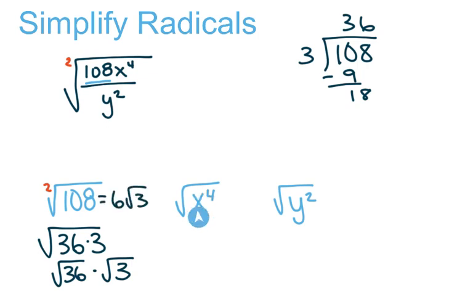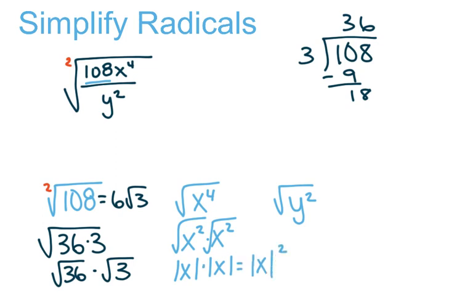For x to the 4th, I know that this can be written as x squared times x squared, and I can take the square root of each piece individually. Now, this will equal the absolute value of x times the absolute value of x. This would be the absolute value of x, quantity squared. The absolute value bars are redundant now because this is an even exponent. So I don't have to write the bars. This is equivalent to this.